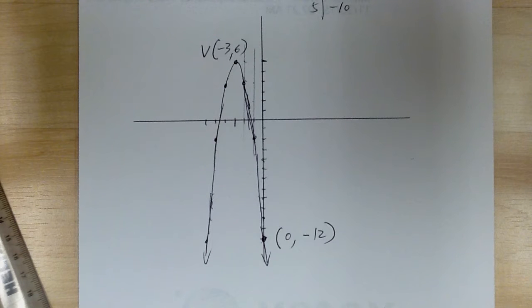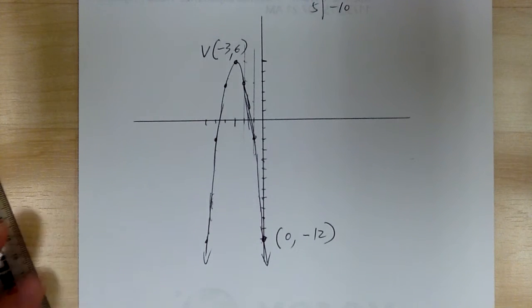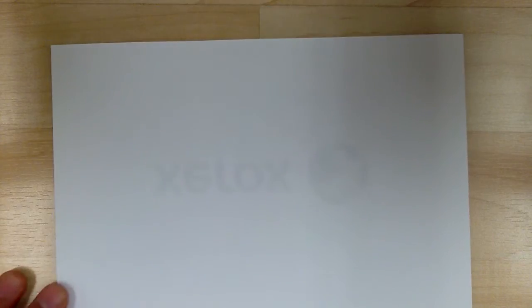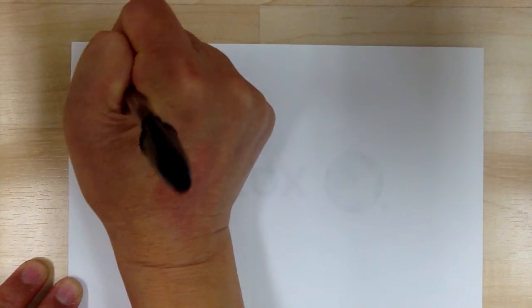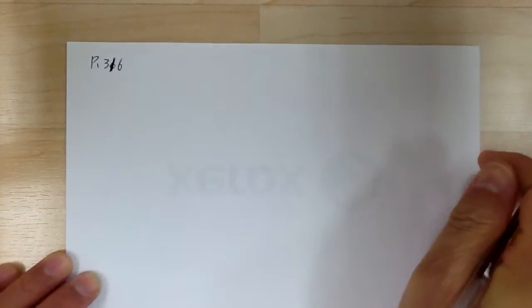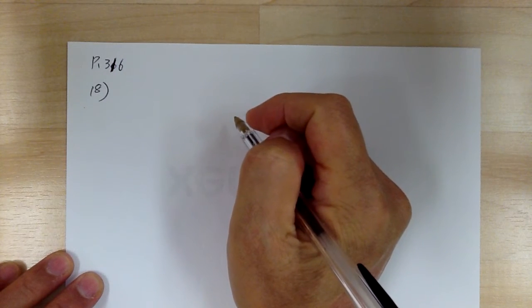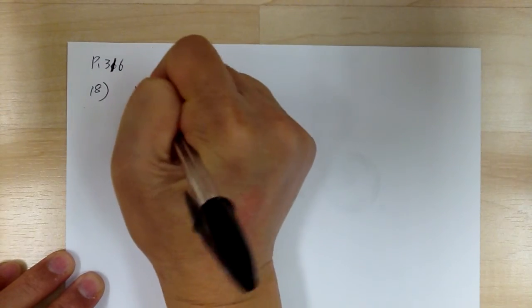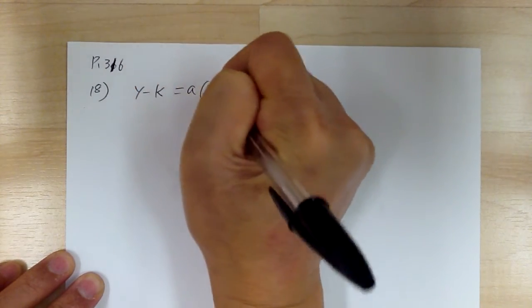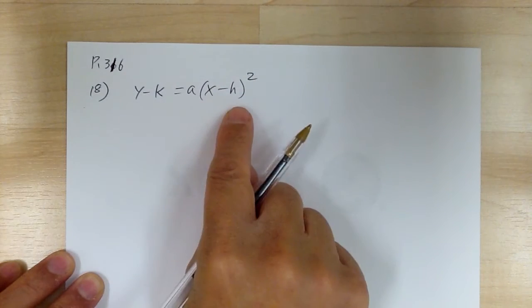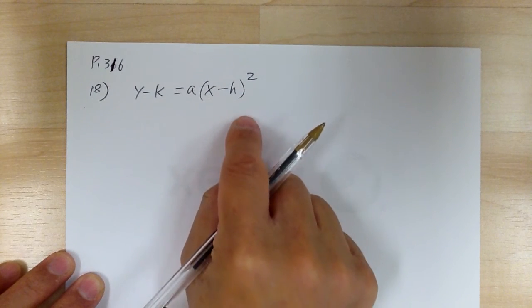Okay, so now you have to go and solve some equations. So let's go and do some of the equations. Okay, so let's go to page 316. And let's do 18. So it says find the equation in the form of y minus k equal to a times x minus h squared. So that's your parabola equation.